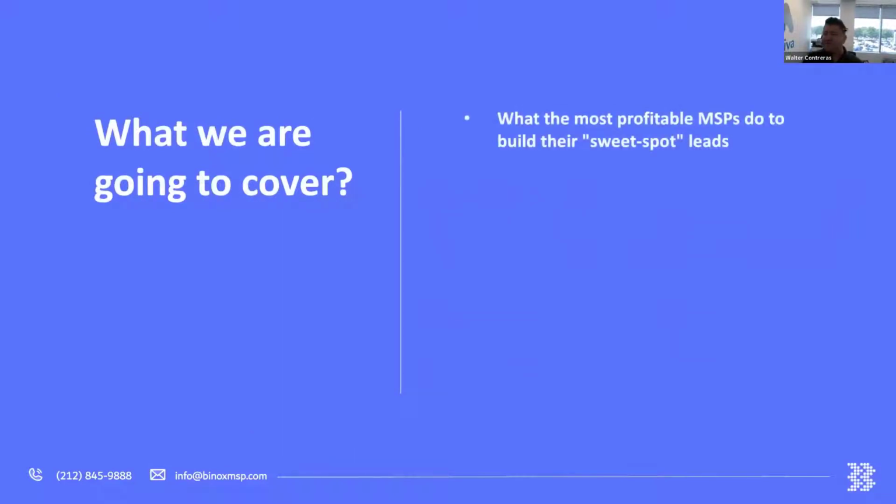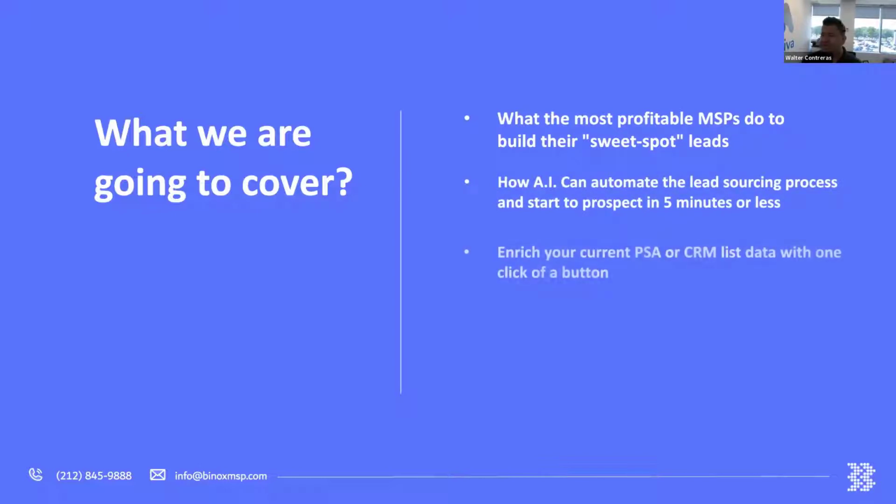What we're going to cover today is how the most profitable MSPs, what they use, what the tactics that they use are, and we're going to talk about how artificial intelligence and machine learning can help us speed up this process quite a bit. And I'll show you in a little bit what we call lead enrichment, which means that you can take old data that you may have already on your PSA or your CRM, and with a click of a button, have the ability to enhance that.